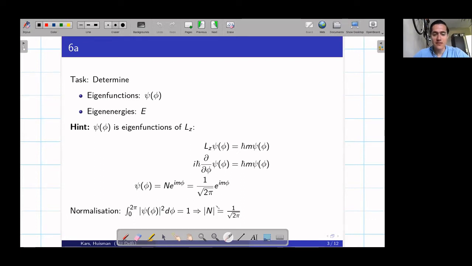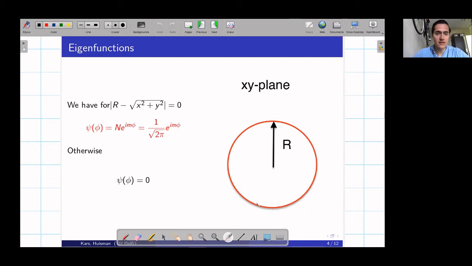And this normalization factor is 1 over the square root of 2 pi. You can get it from this relation here, by plugging this relation in and then calculating N from that. So that's the first part. On the circle you have these eigenfunctions, and outside psi of phi is 0. So that's the short version.